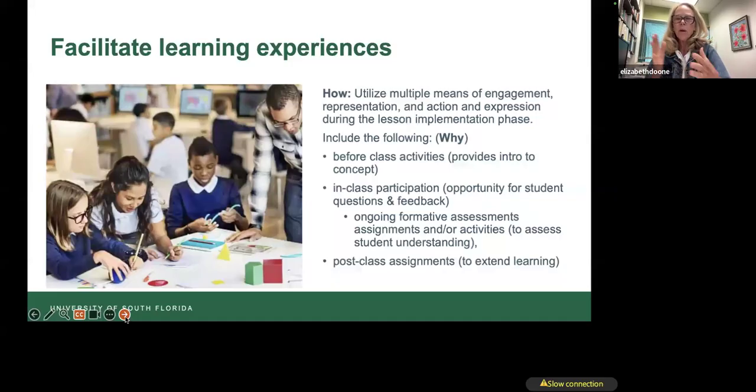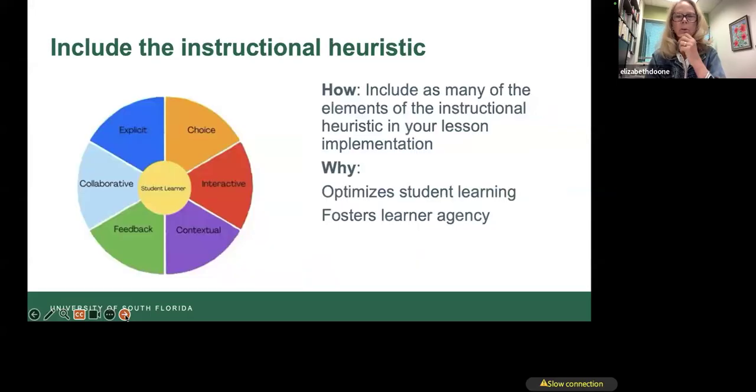And then we want to make sure that we provide multiple means of engagement, representation, and action expression during the lesson. That all relates to UDL. So before the class, we might provide introduction to the concept. Here at home tonight, if you have access, watch this video. In class, let's work with each other. Let's work on this assignment together. And then we have these students that like to go on. We can do some post-class assignments to extend learning, but wanting to make sure that we facilitate opportunities for our students' learning, as Grace did in her example.